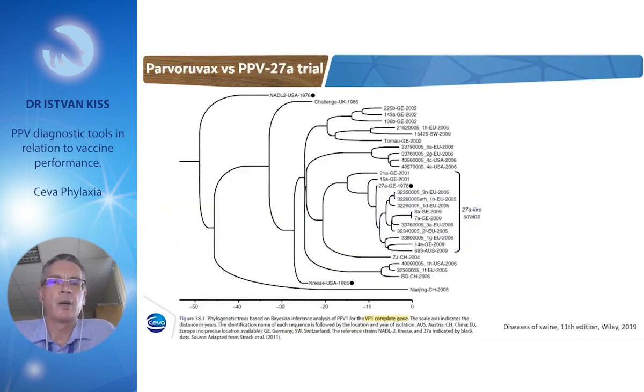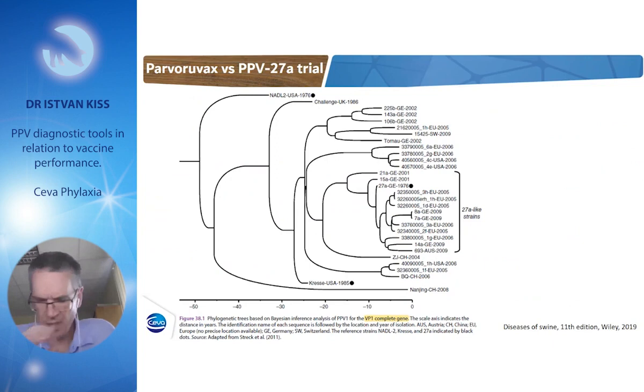And now I would like to come to the trial and show you some aspects of why it was initiated. The 27A virus, as we will learn a bit later, got attention lately, and this tree comes from the latest issue of Diseases of Swine book, and now we'll talk about the NADL2 virus, the Cressi, and the 27A-like strains. Actually, this tree is not the traditional tree because the scale here is set to time.